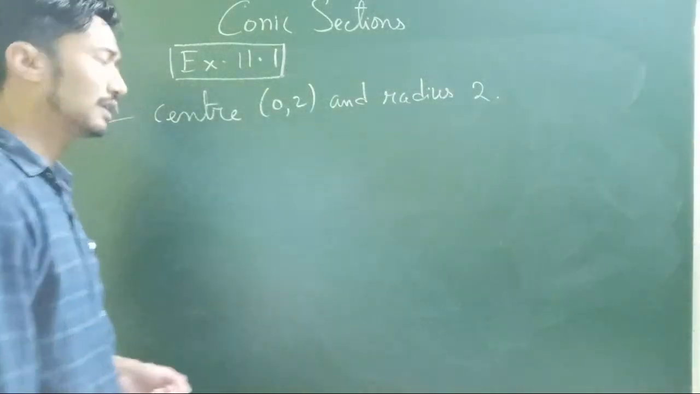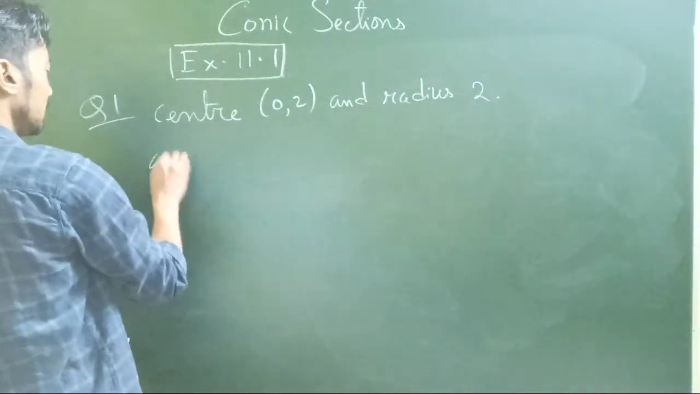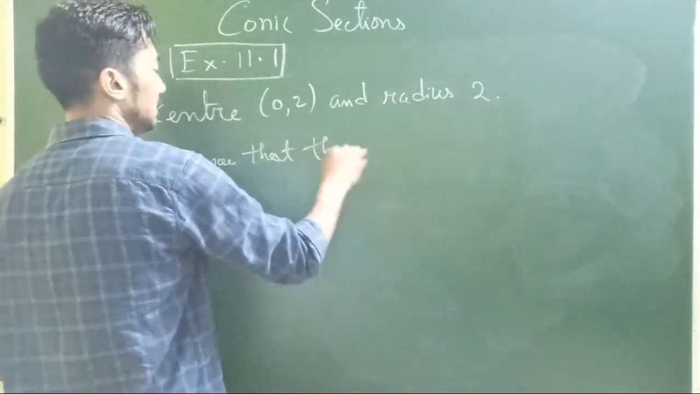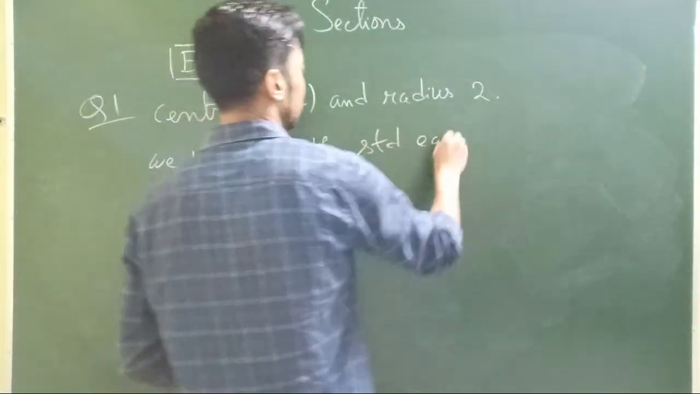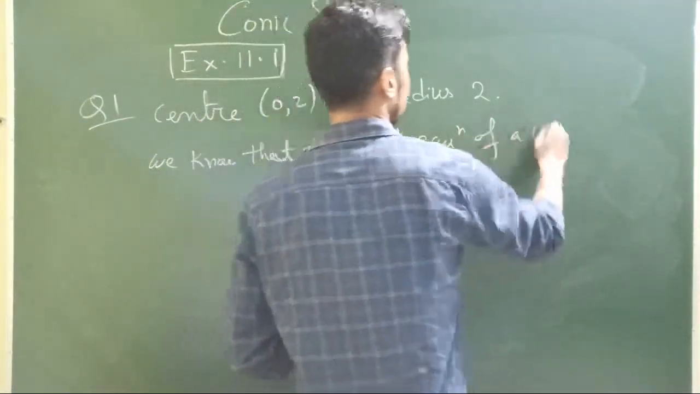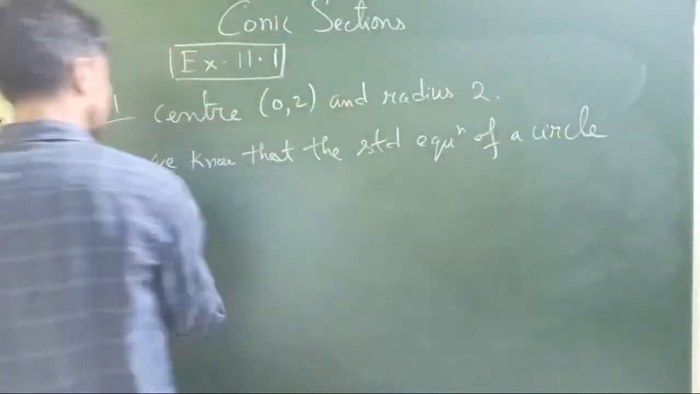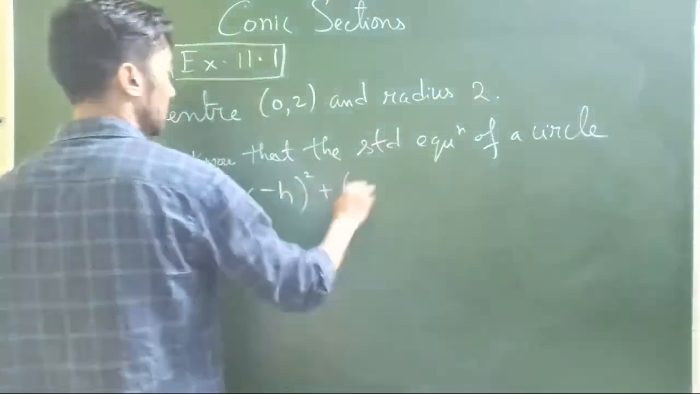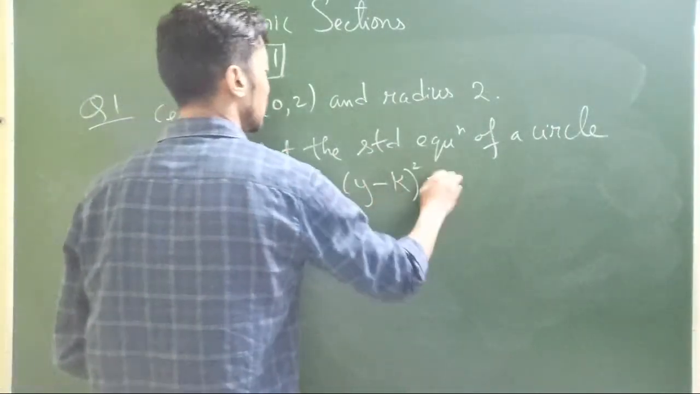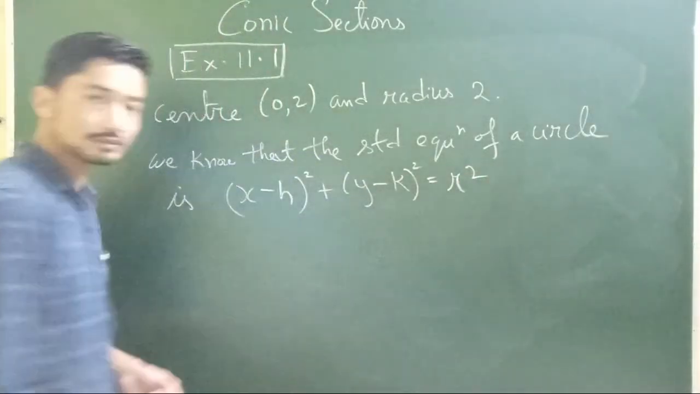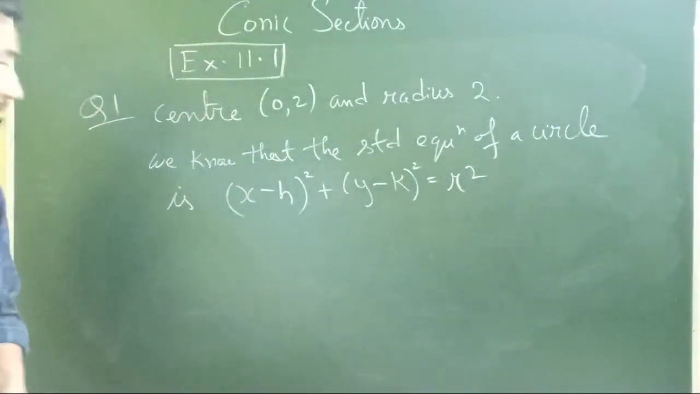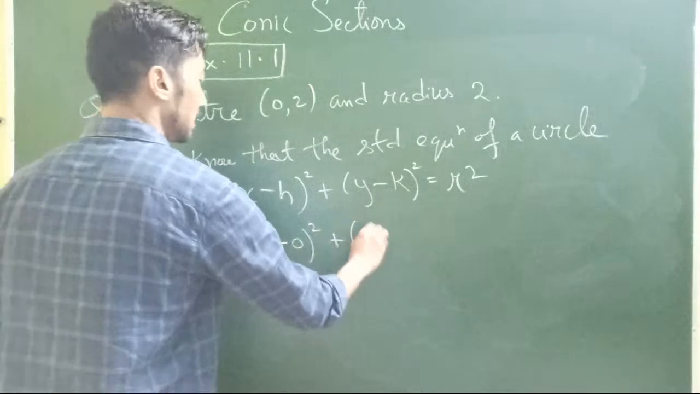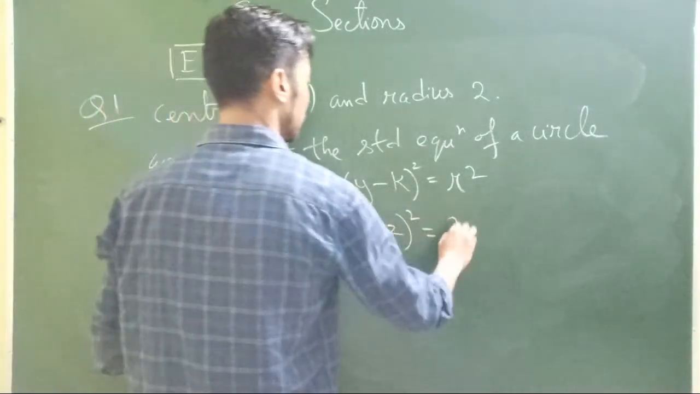We'll start with the standard equation. We know that the standard equation of a circle with center (h, k) and radius r is (x minus h) whole square plus (y minus k) whole square is equal to r square. What is the center given here? 0 and 2. So let's use that: (x minus 0) whole square plus (y minus 2) whole square equal to radius 2 squared.